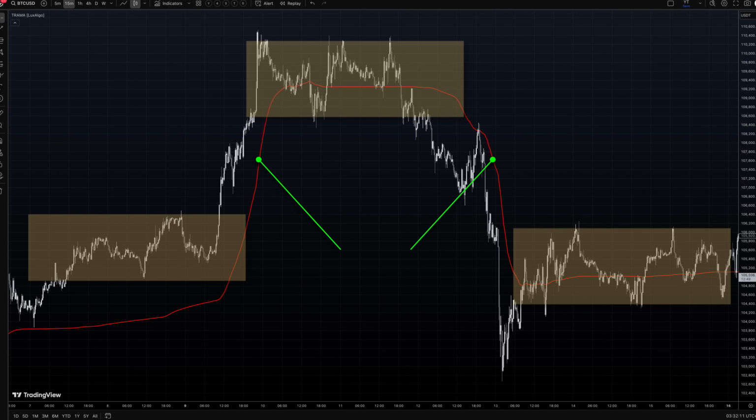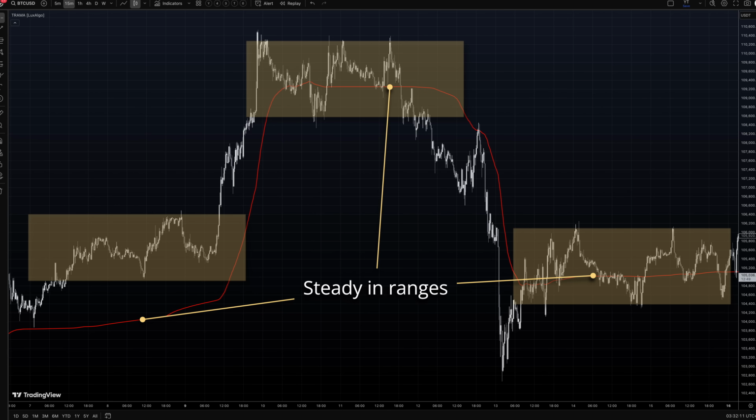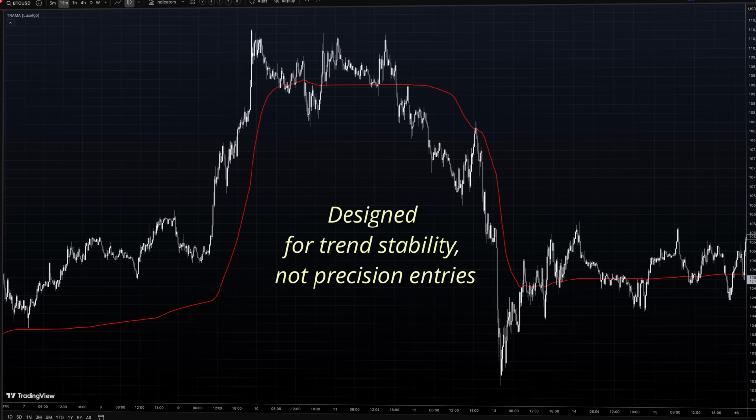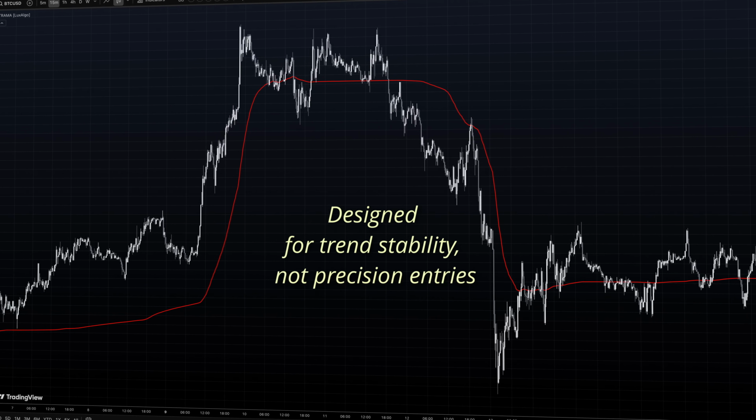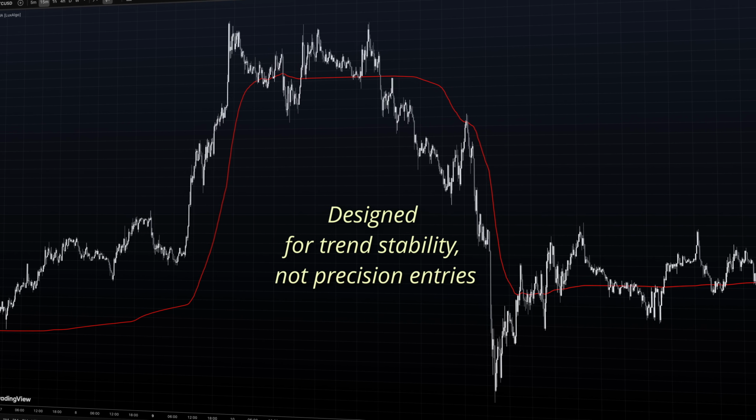In markets where sharp breakouts are followed by consolidation, this moving average adapts quickly during directional movement, but slows down during chop, reducing false signals. It doesn't aim to pinpoint tops or bottoms, but rather to hold during sustained trends and avoid frequent whipsaws.